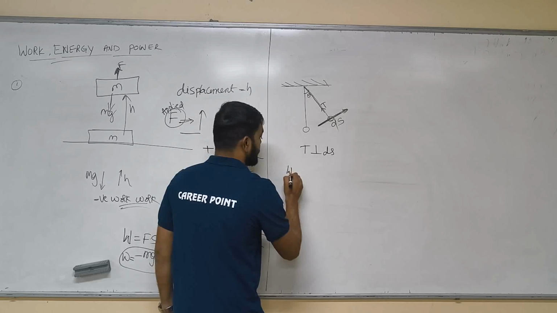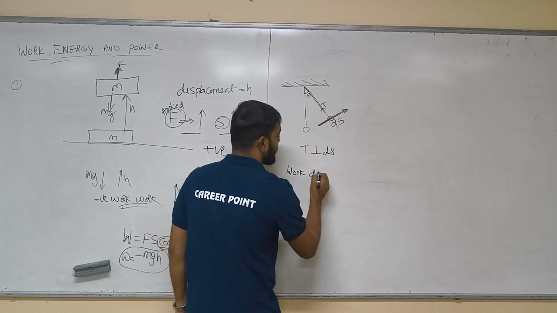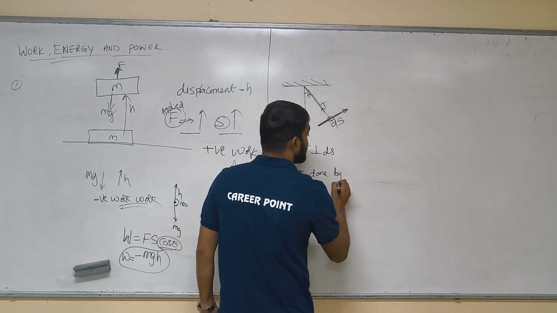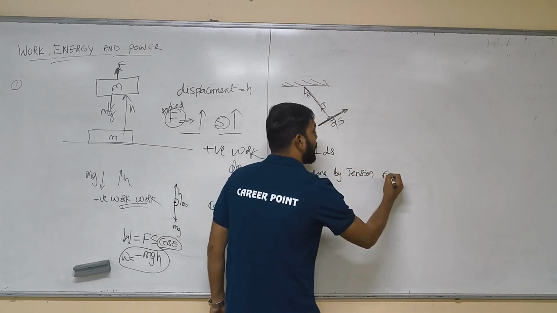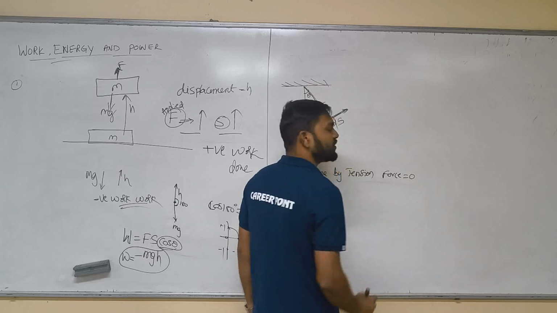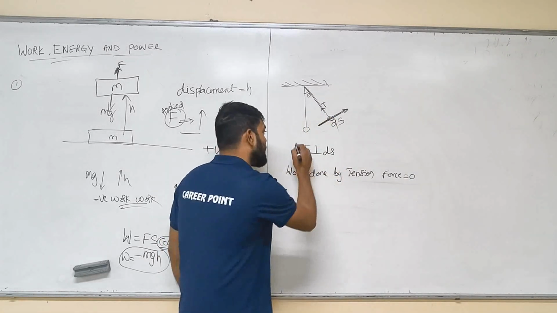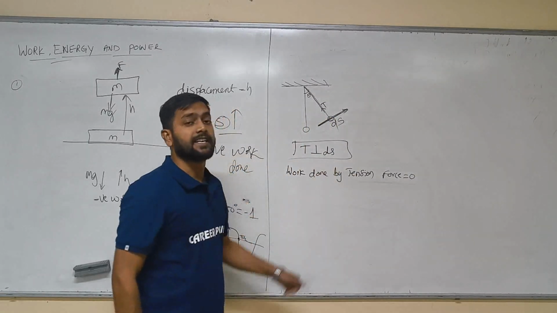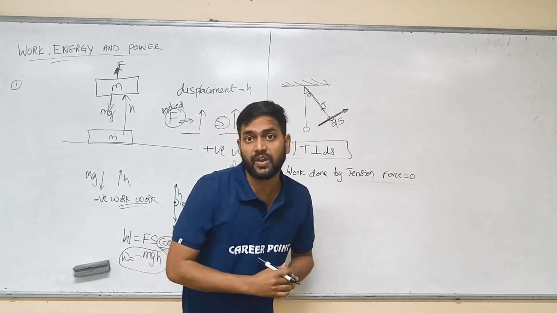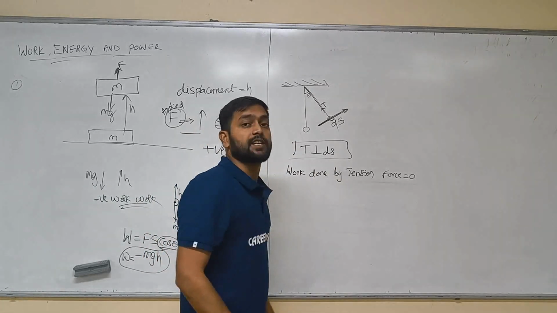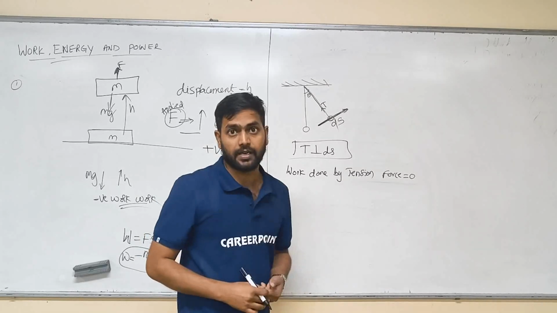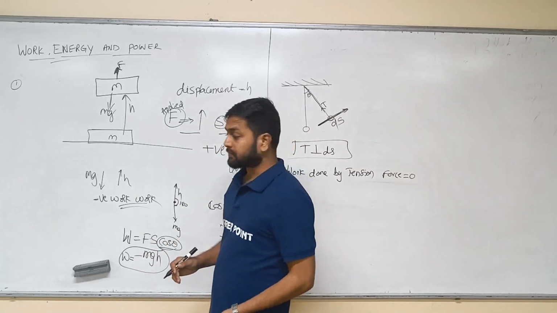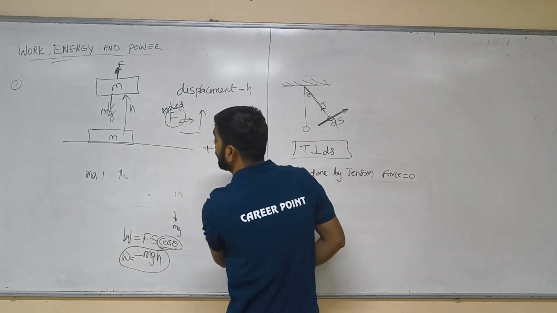So the work done by tension force is equal to 0. Why? Because the tension is perpendicular to the displacement. So for that reason, we can say this work done is equal to 0 work. Okay, 0 work. So coming to the work done in resolved form.